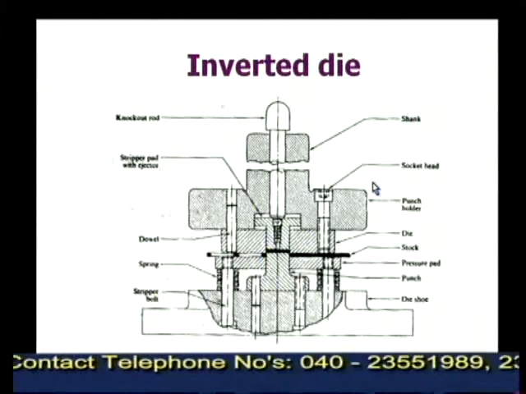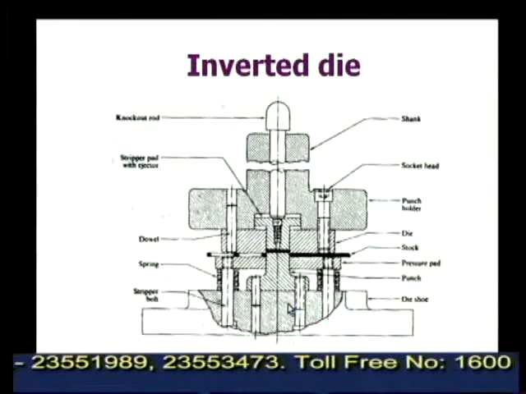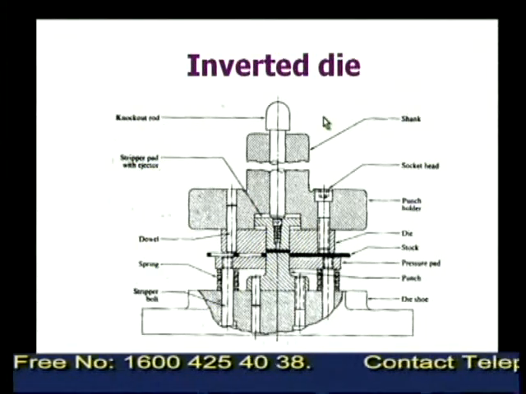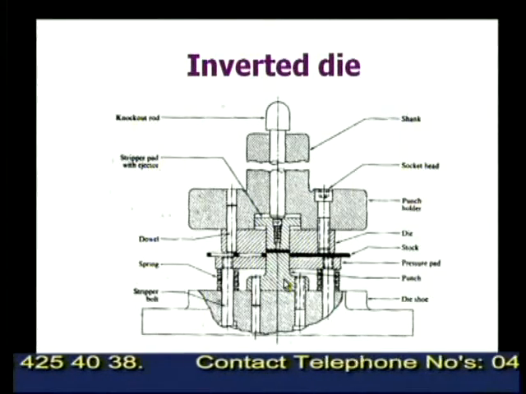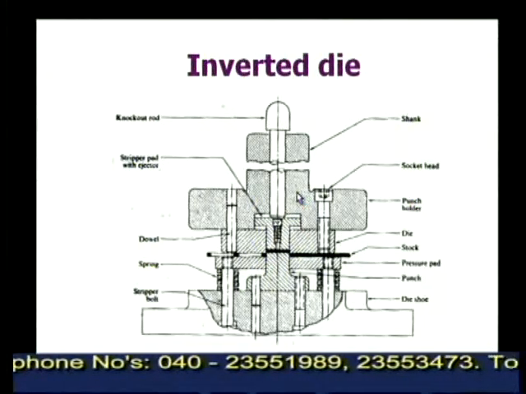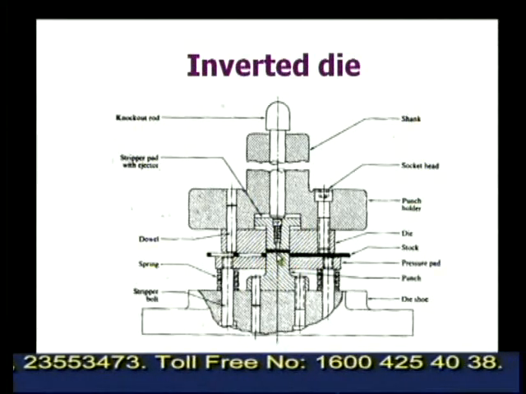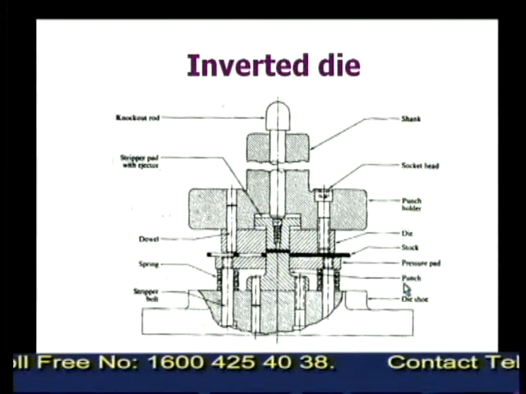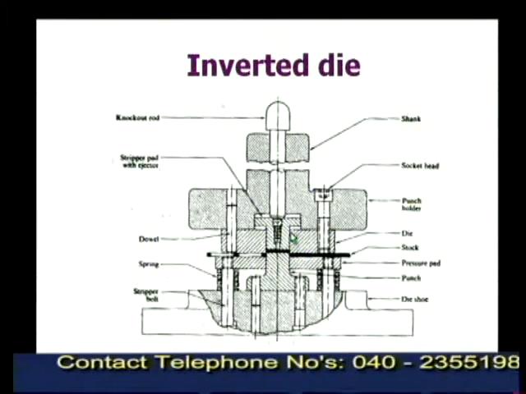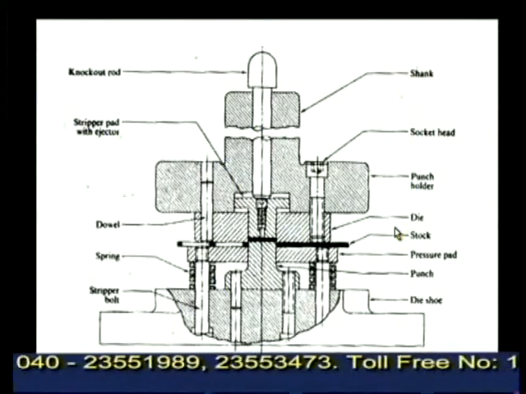Inverted die. The diagram shows the inverted die. From the name itself, it is quite evident that the die is inverted. That is, the punch is attached to the bottom plate, and the die is attached to the top plate. You can observe that this is the stock and this is the punch. You can see that this is the punch and this is the die cavity, and the same can be shown here.